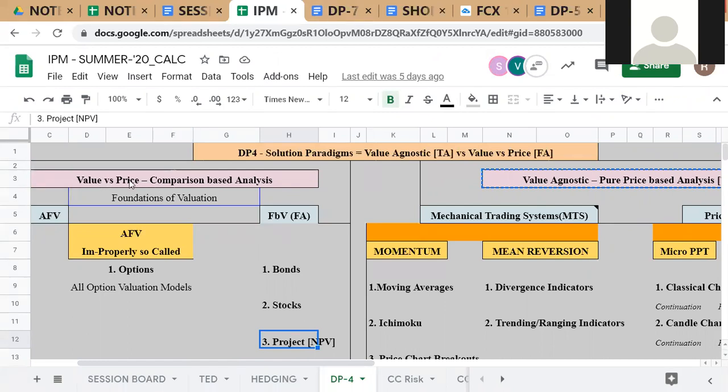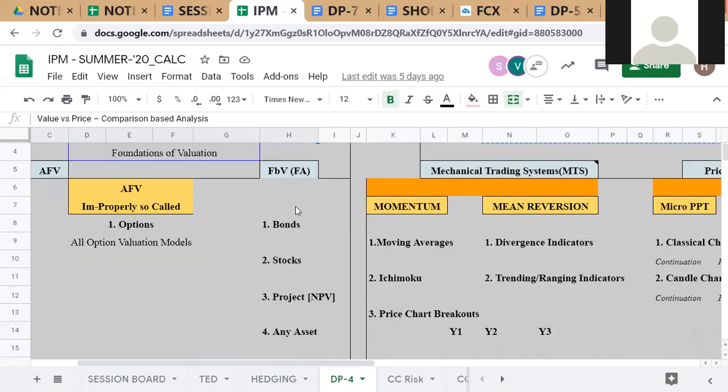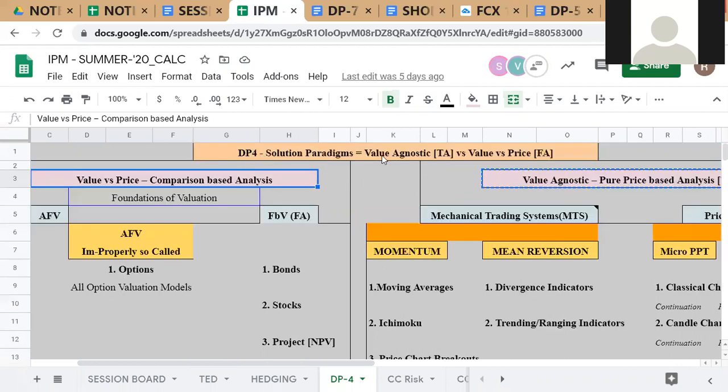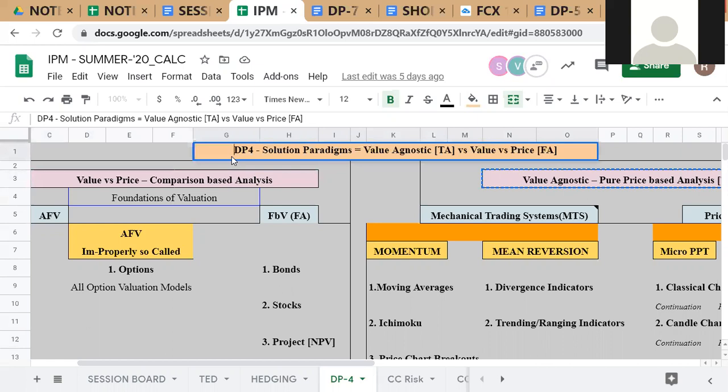Because there is this paradigm, this side is called value versus price, comparison based analysis. Remember, this entire discussion is happening when you did your entire discussion of all these bonds, stocks, projects. I'll show you all this later on, but we can take it as a given right now because we don't have that much time. Actually, these are all calculations which are meant to help you solve the question of whether to buy or sell, right? Whether to buy or sell. So I can maybe try to put this here. Right. This is the basic question.